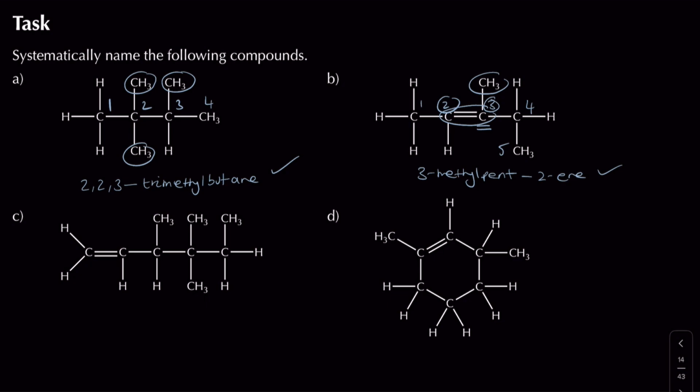The next one looks quite tricky. We've got 1, 2, 3, 4, 5, 6 carbon atoms all together, and so I know my longest carbon chain is going to be 6.